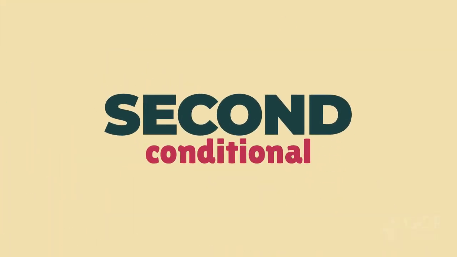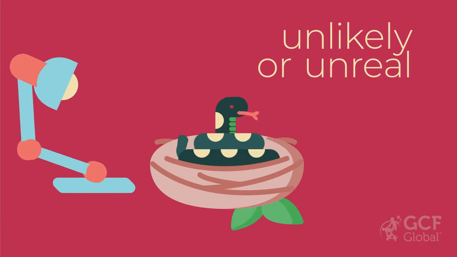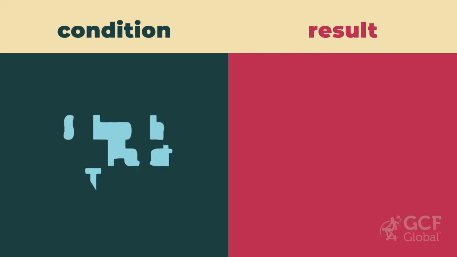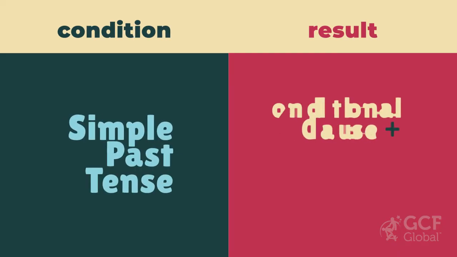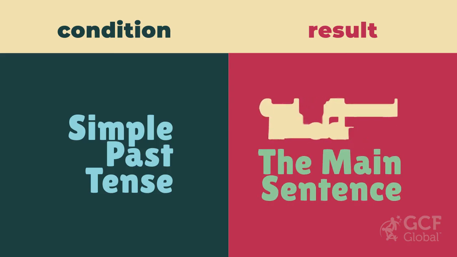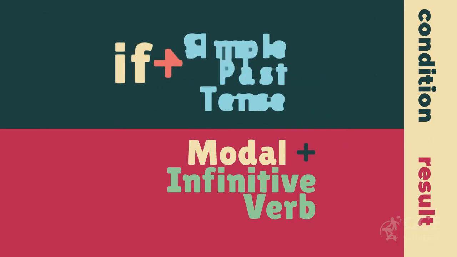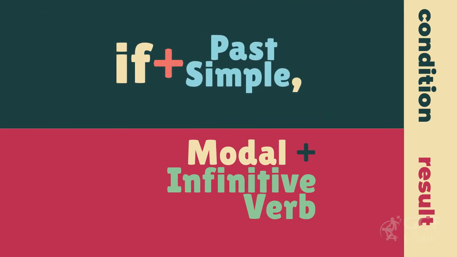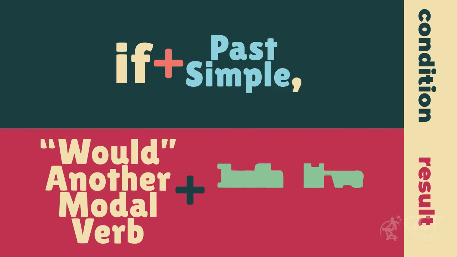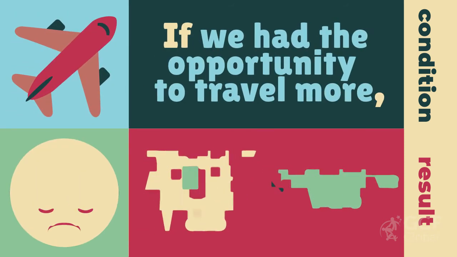Second conditional. We use this conditional to talk about an unlikely or unreal situation. The structure of this type of sentence includes simple past tense, the conditional clause, and the main sentence, or the result, is conformed by a modal and infinitive verb. If plus past simple plus comma plus would or another modal verb plus infinitive. If we had the opportunity to travel more, I would not complain.